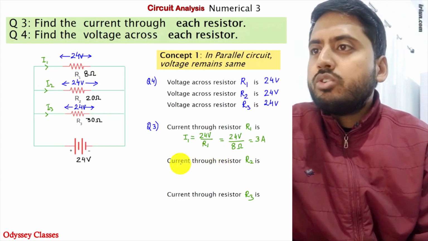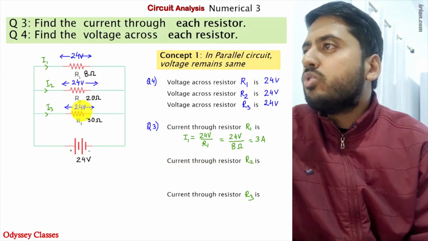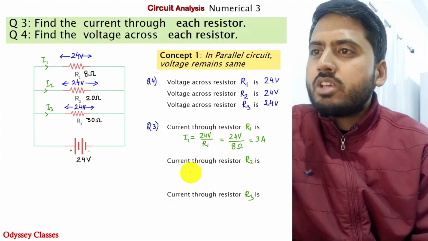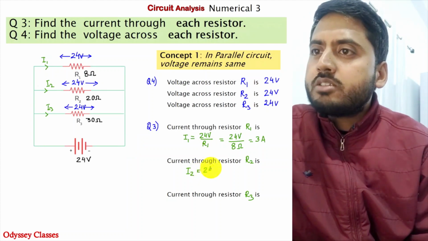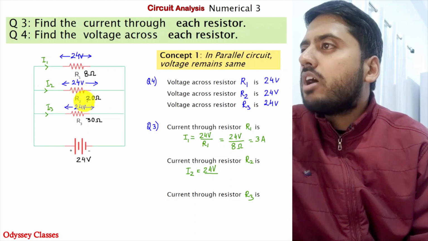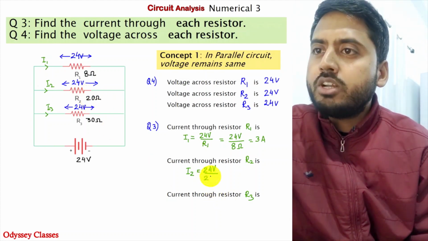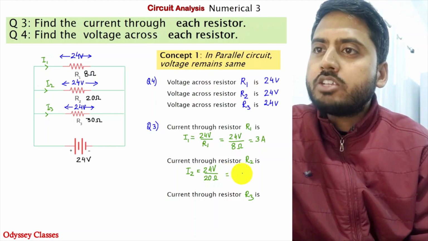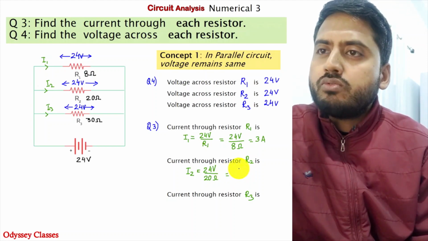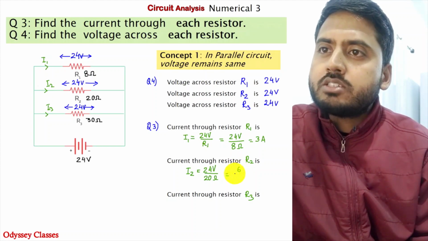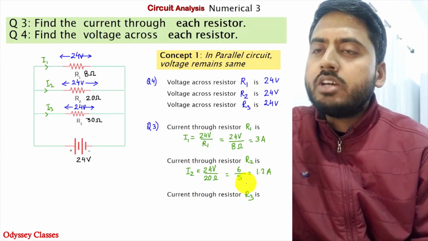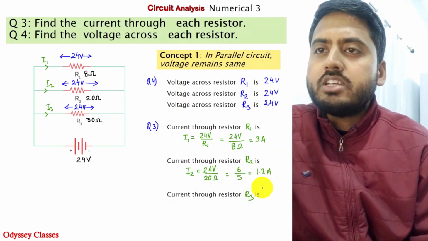Okay, now to find the current through resistor R2, the same Ohm's law we can use. I2 is equal to 24 volt, that is the supplied voltage, and the value of R2 here is 20 ohms. Now this is going to be in fraction. Let me divide this. If I divide by the table of 4, I will have 6 and then 5. If I divide this further, I'll get 1.2 amperes. Okay, do not leave the answer in fraction, solve up to decimal.